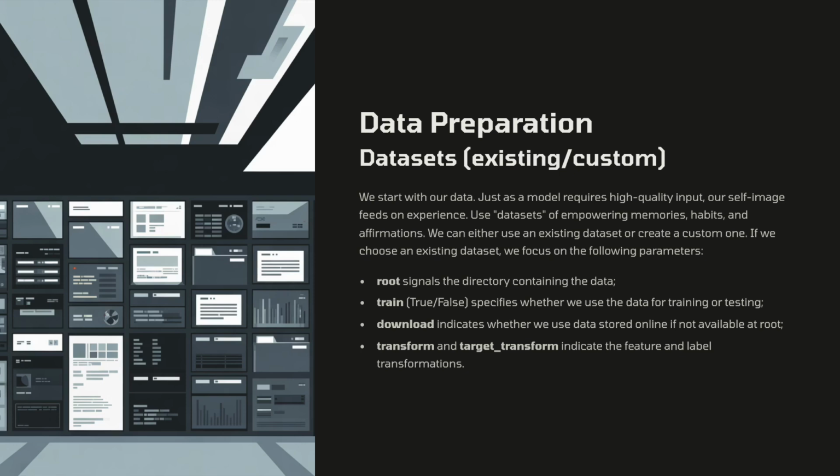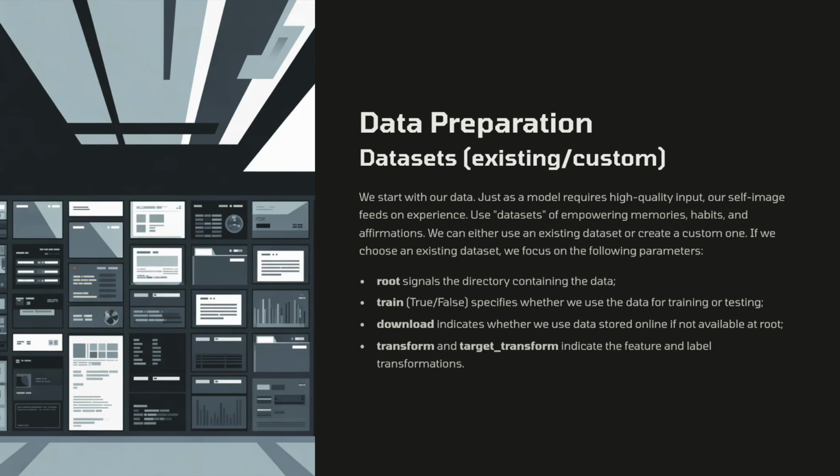Use data sets of empowering memories, habits, and affirmations. We can either use an existing dataset or create a custom one. If we choose an existing dataset, we focus on the following parameters. Root signals the directory containing the data. Train, true or false, specifies whether we use the data for training or testing.